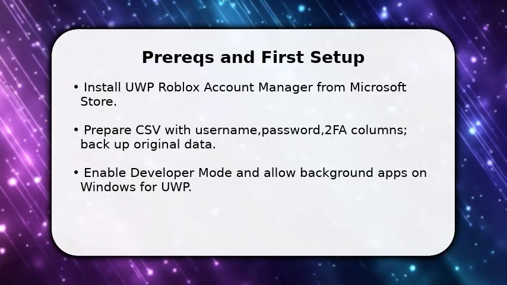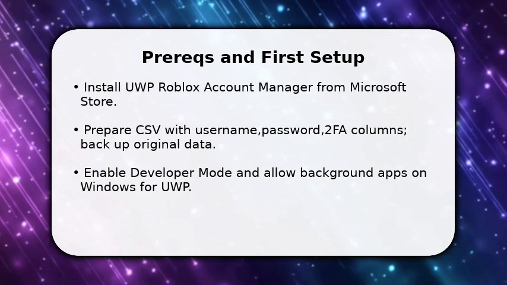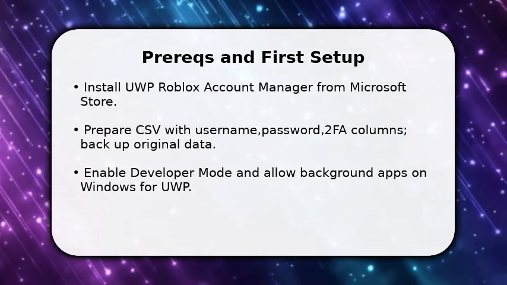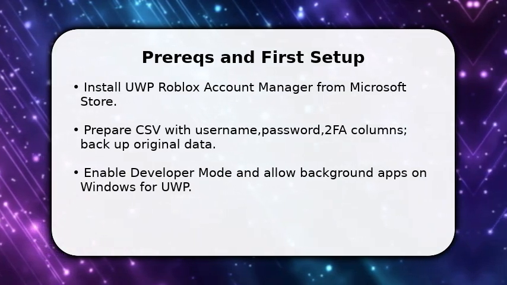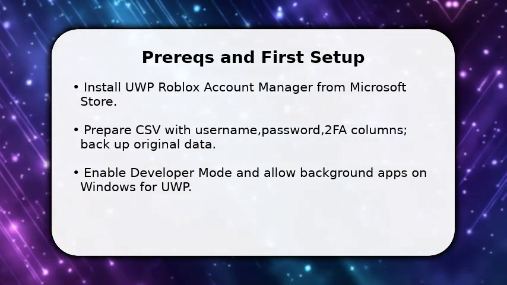You start by confirming the minimum: Windows with UWP support and app installation rights. Open the manager and import your prepared CSV. This jumpstarts automation so you don't type each login.